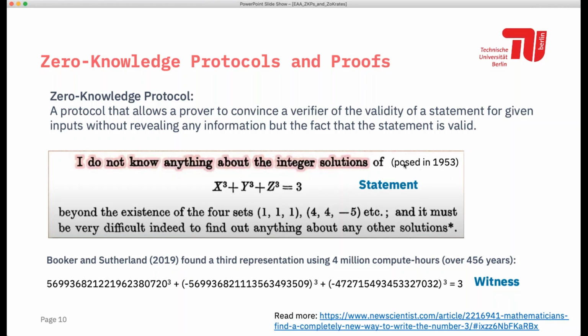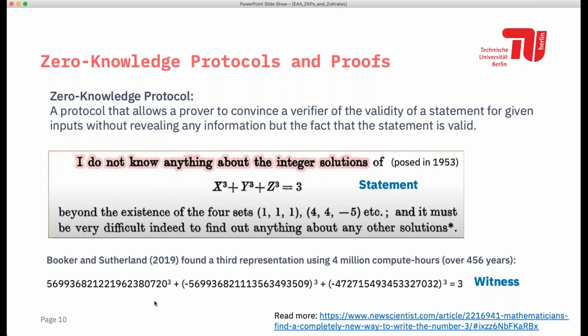And that's a challenge that was posed in 1953. The author identified 2 known solutions and basically conjectured that there are probably other solutions, but it must be very hard to find those other solutions. And only in 2019, a 3rd solution was found. And this is what we typically refer to as a statement, basically just some conditional, a statement that can be verified when you receive a solution.